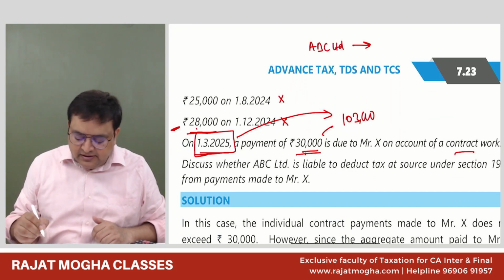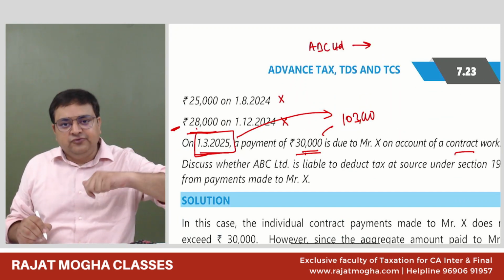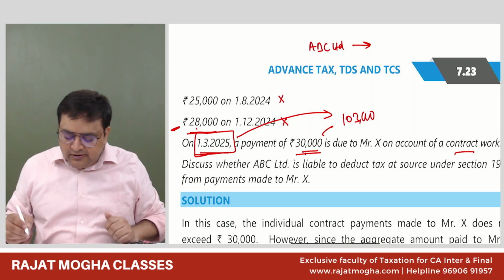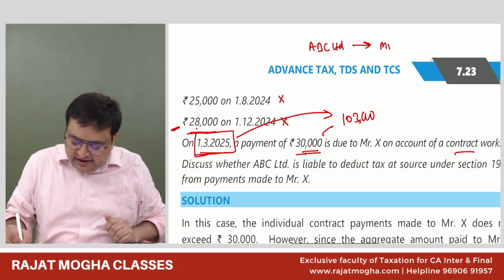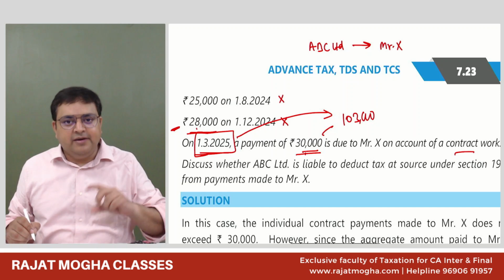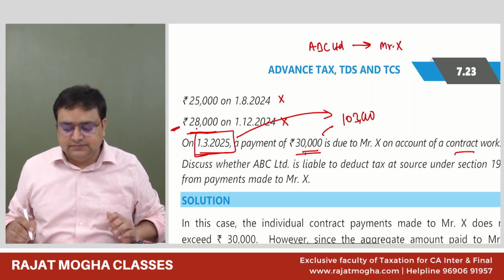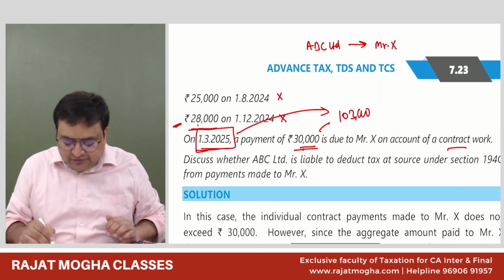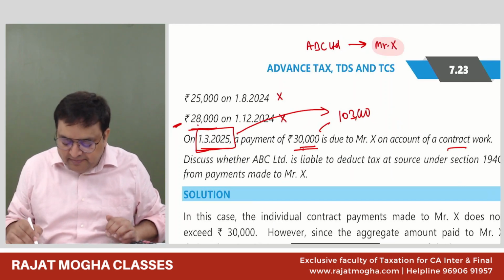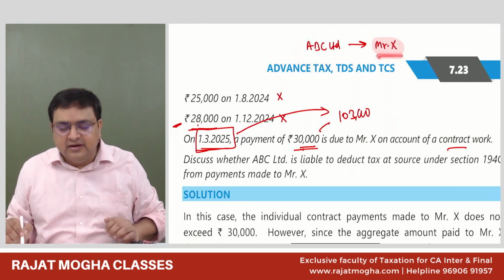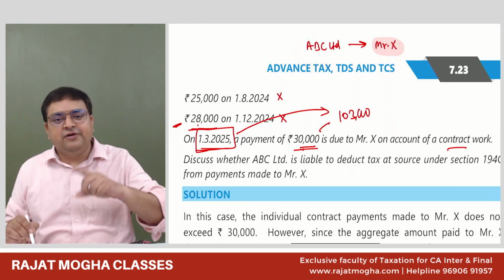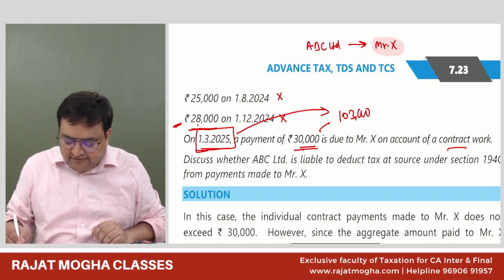ABC Limited, because the aggregate is beyond 1 lakh now, and they are making a payment to Mr. X. Please tell me, 1% or 2%? 1%. Because it depends on the receiver. It does not depend on the payer. If this receiver is an individual or HUF, then 1%. So 1% we will deduct the TDS.